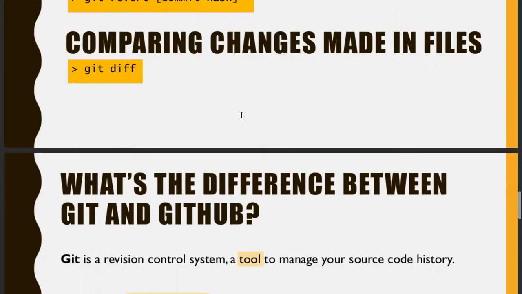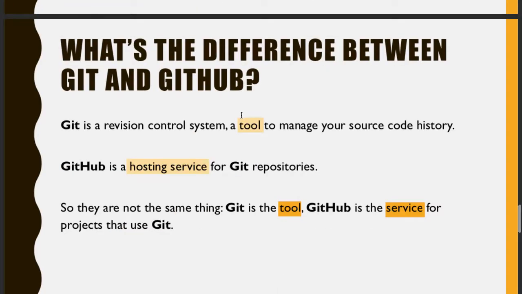And now, what's the difference between Git and GitHub, which is what I was wondering when I first started. Git is a revision control system, so it's a tool to manage your source code history, and GitHub is a hosting service for Git repositories. So they're not the same thing. Git is a tool and GitHub is a service for projects that use Git.